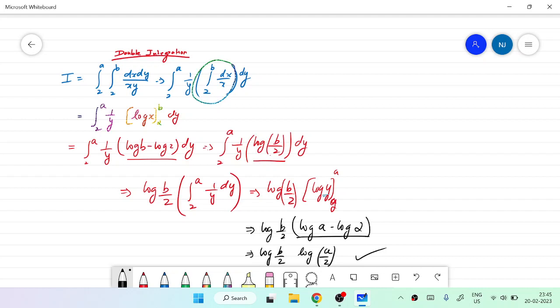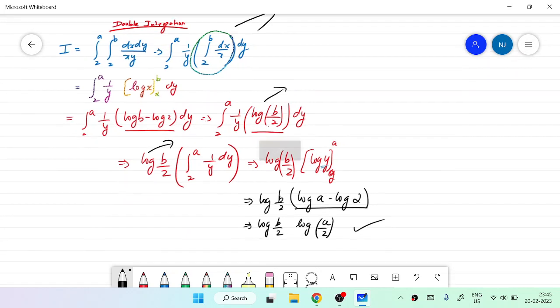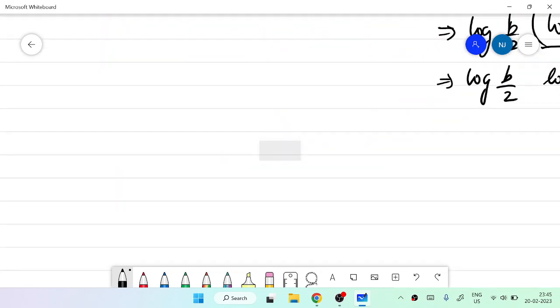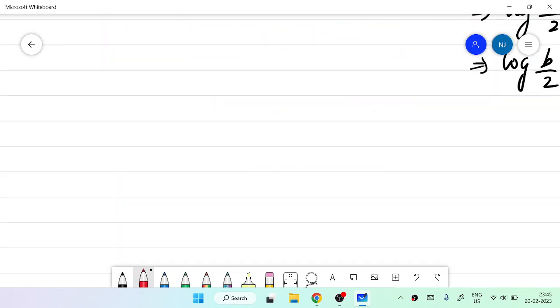See this question, what you are doing is you are separating the bracket with the x terms, doing the integration and substitution, then bringing the constant outside, and then integrating the remaining terms. That's it.